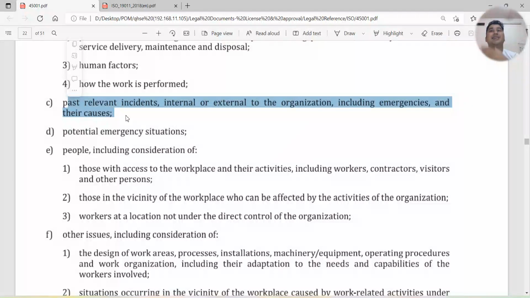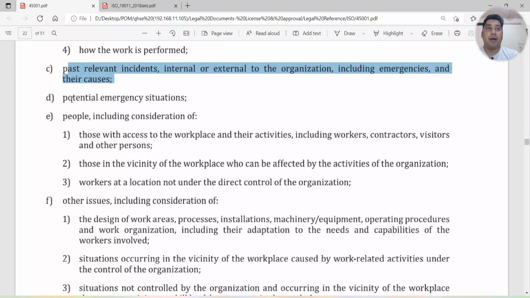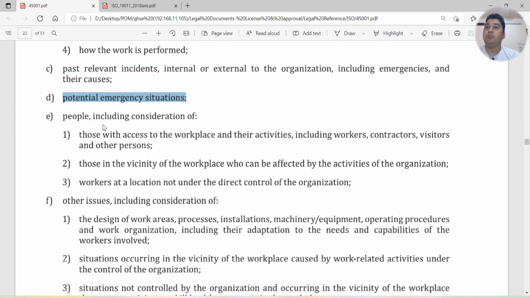If there is any relevant incident or accidents also, internal or external, include them also in your hazard identification. And as per the hazard identification, define the risk and define the control measure also to control the risk. Potential emergency situations like fire, flood, and all these things need to be included also.